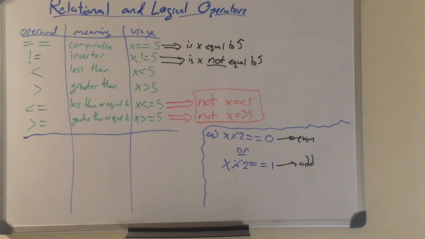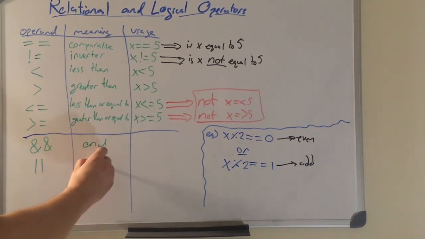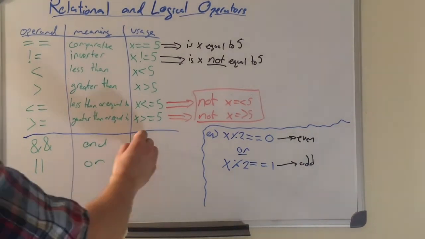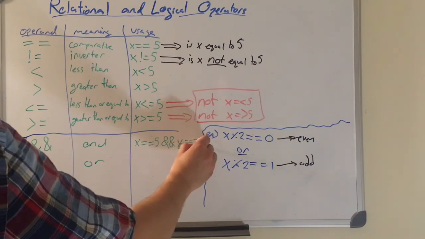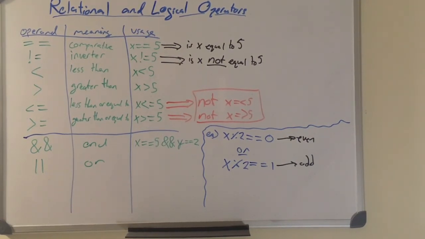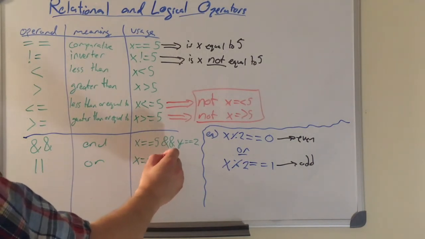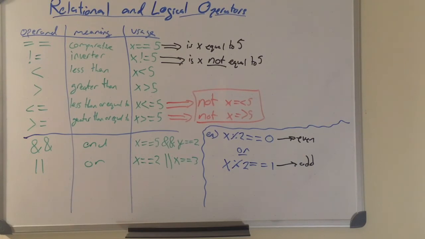A couple of operators that are really important to know are the AND operator and the OR operator, denoted by two ampersand signs and two vertical lines, respectively. They are used to combine conditions. For example, if x == 5 && y == 2, meaning that both conditions must be met for the overall condition to return true. OR operators allow for different options for the condition. For example, if x == 2 || x == 3, meaning that the condition is true if the value of x is equal to either 2 or 3.